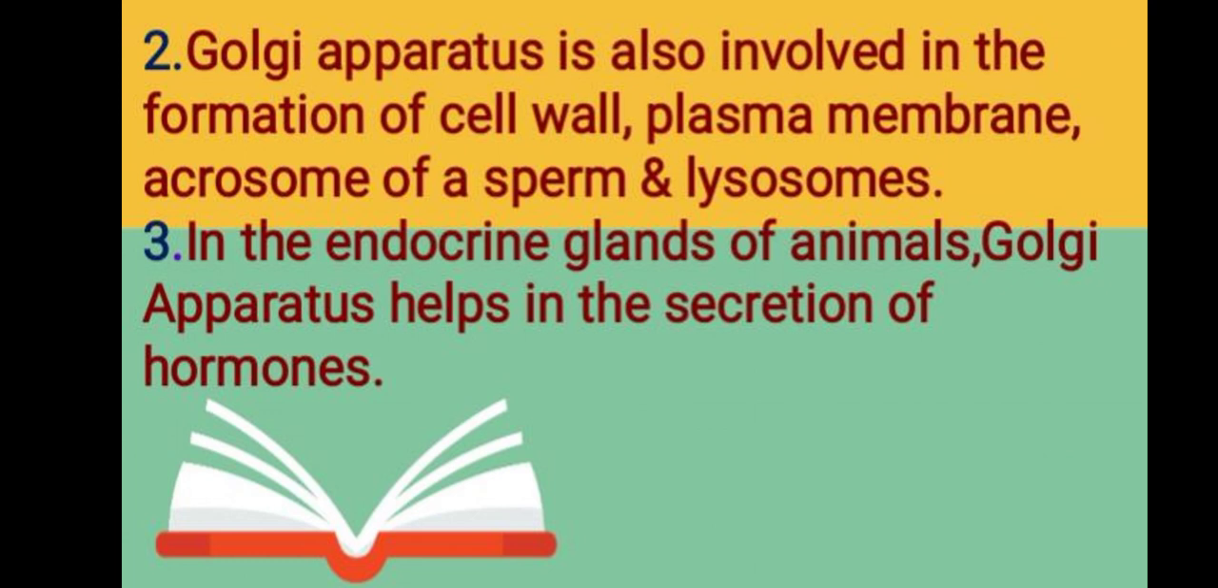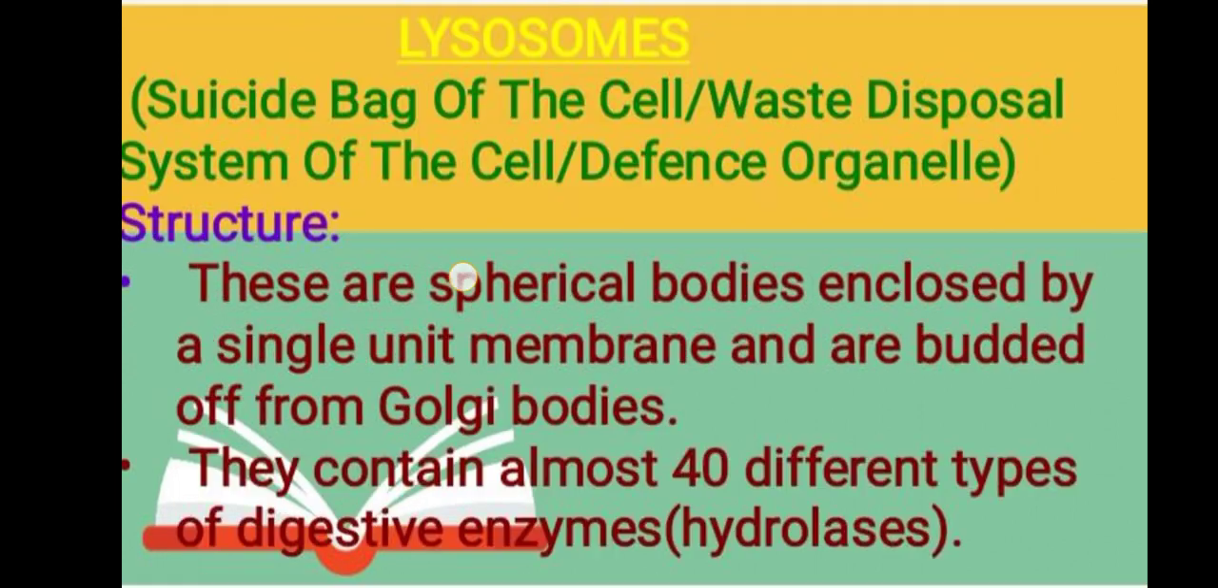The Golgi apparatus is also involved in the formation of the cell wall, plasma membrane, acrosome of a sperm, and lysosomes. In the endocrine glands of animals, the Golgi apparatus helps in the secretion of hormones.